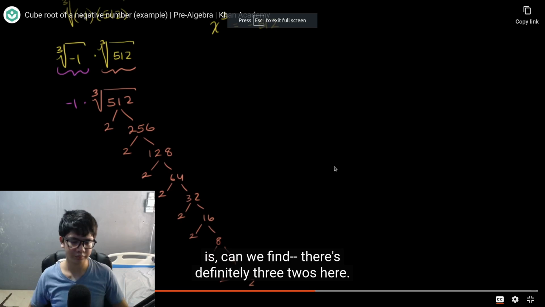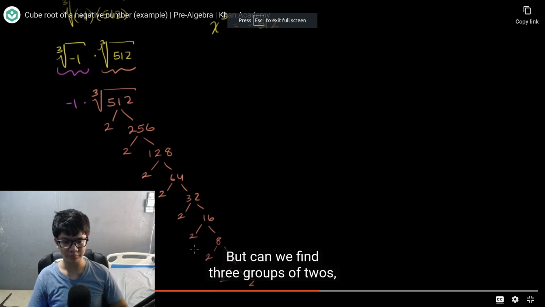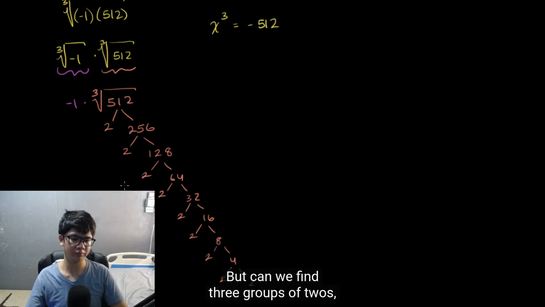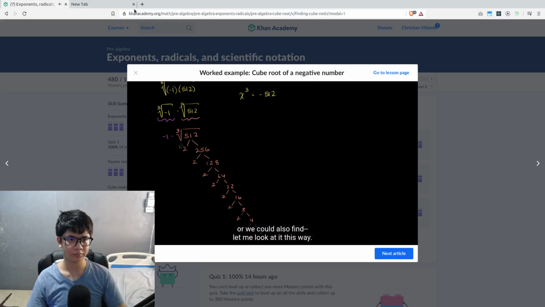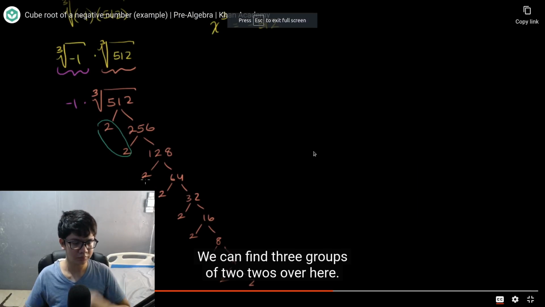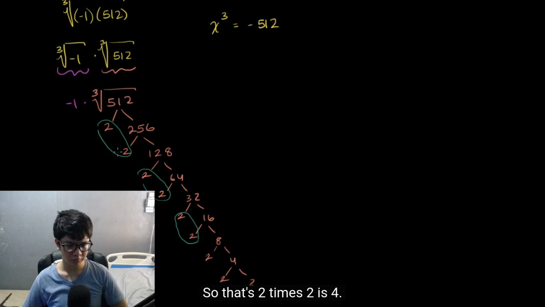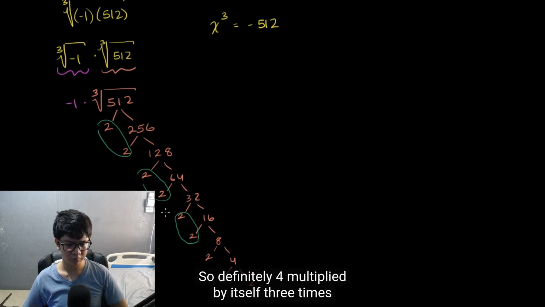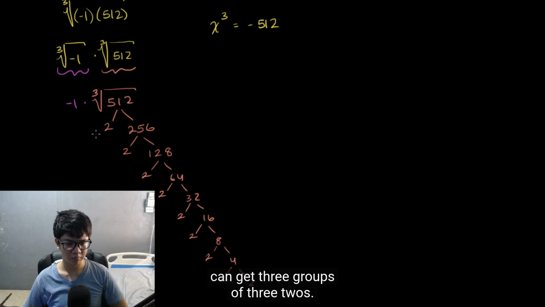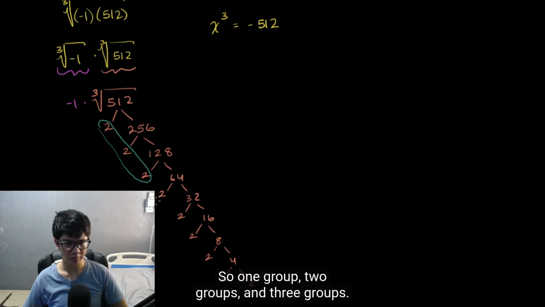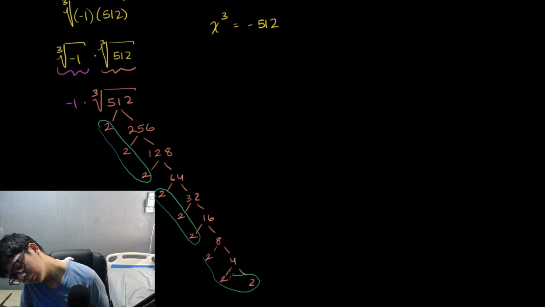There are definitely 3 2's here, but can we find 3 groups of 2's? We can find 3 groups of 2 2's. 2 times 2 is 4, 2 times 2 is 4, so definitely 4 multiplied by itself 3 times is divisible into this. But even better, it looks like we can get 3 groups of 3 2's. So 1 group, 2 groups, and 3 groups.